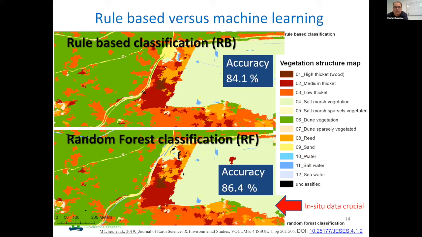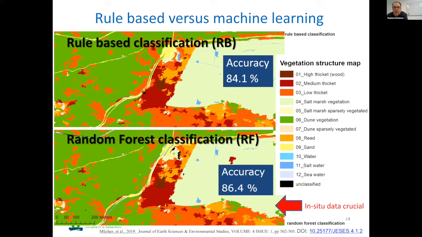Some other work we did for the Dutch coastal, Dutch islands in the Barents Sea, is here. You can see the rule-based versus machine learning, because what you can see here is that the rule-based classification systems are very interesting, but at the same time, machine learning provides a lot of opportunities. We can reach the same accuracy or even a higher accuracy, but it requires a lot of in situ data. So the in situ data is very crucial when you start working with machine learning.